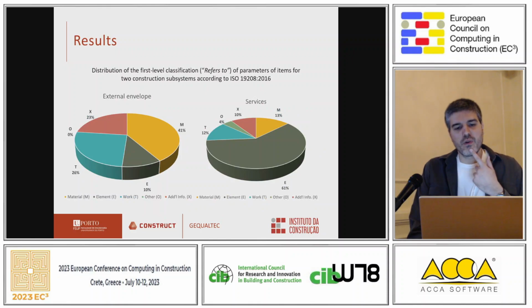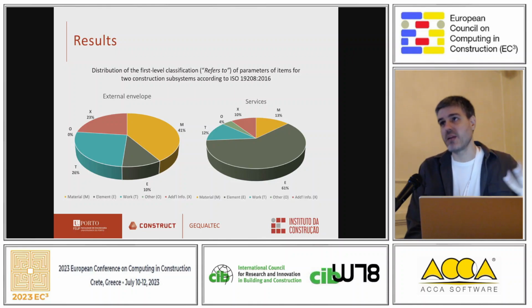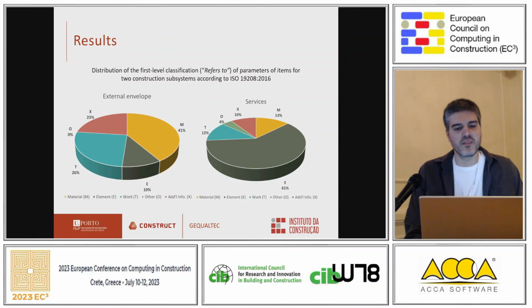This is the one with the ISO standard, so it's a different classification that gives you a different view on the same content. It's still the same WBS. You can see for services on the right that a lot of the information relates to equipment or elements, so this is a really good candidate for tight integration with BIM.